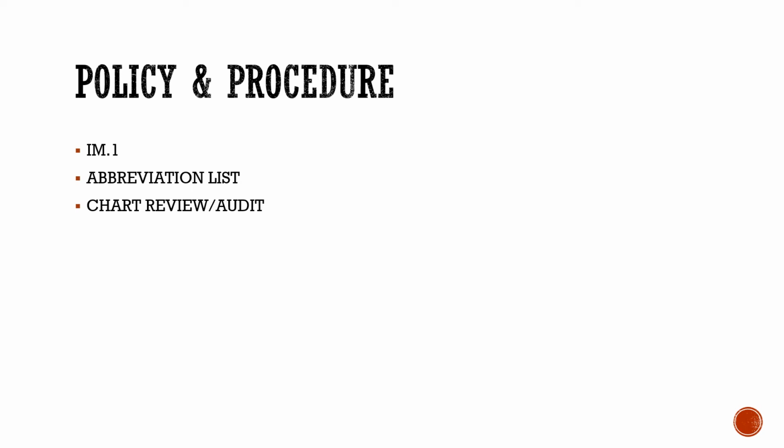Now, you need to understand those are the only abbreviations that you are allowed to use. If the abbreviation is not on that list, then you are not allowed to use it in any of your documentations, in your notes, in your plan of care, anything like that. If it is in Access and it is about our patients, you have to make sure that the abbreviations you are using are on that list that's on policy IM.1.